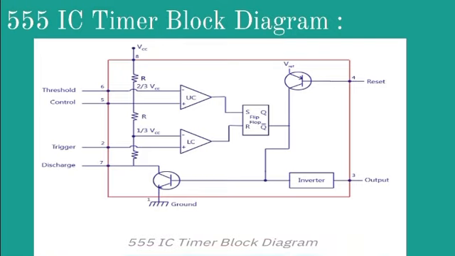A voltage may be applied to the control input to change the levels at which this switching occurs. When not in use, a 0.01 nanofarad capacitor should be connected between pin 5 and ground, to prevent noise coupled onto this pin from causing false triggering.